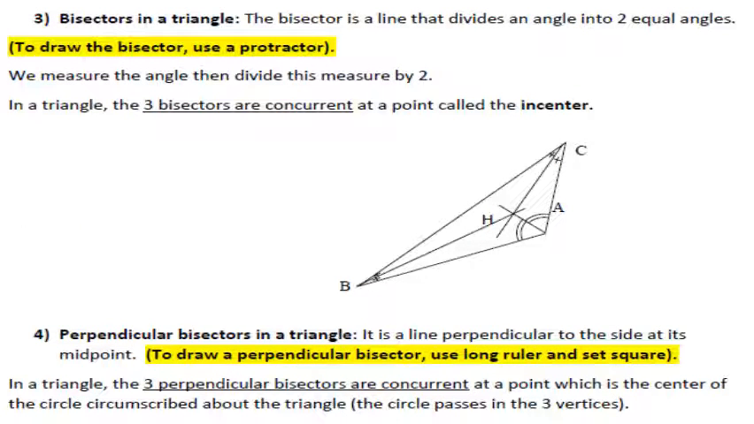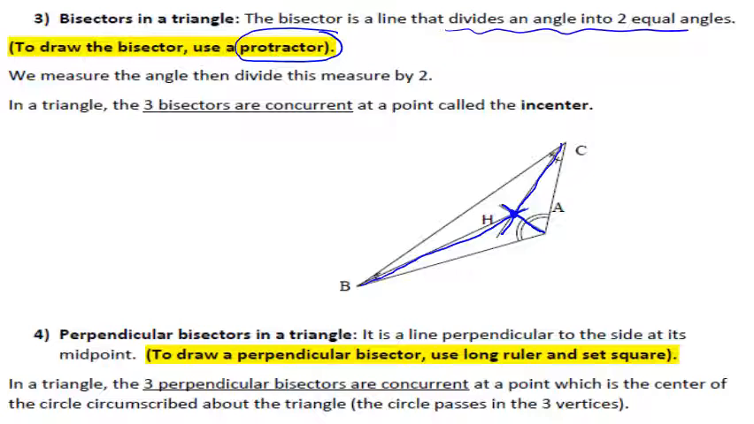The third line is the bisector in a triangle. The bisector is a line that divides an angle into two equal angles. To draw the bisector, we use the ruler, which is the protractor. We measure the angle, then we divide its measure by 2. In a triangle, if we draw the three bisectors, this is the first bisector of the first angle, the bisector of the second angle, the bisector of the third angle. The three bisectors are concurrent. They intersect at the point which is the center.